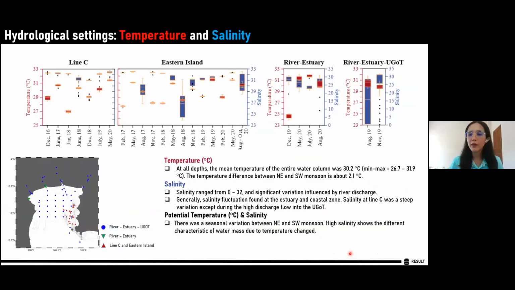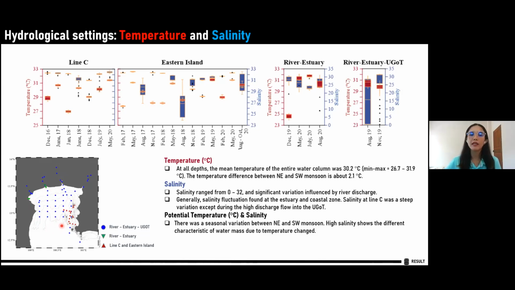And finally, we will start with our results. I would like to introduce the Lysi, which is the triangle area here, and Eastern Island, a small island on the eastern side of the Upper Gulf of Thailand. This green triangle is the data for the river estuary panel, and the blue dots come from the entire cruise conducted in the Upper Gulf of Thailand.